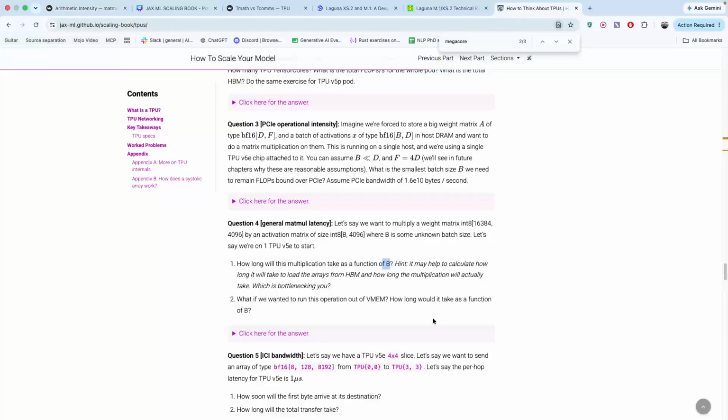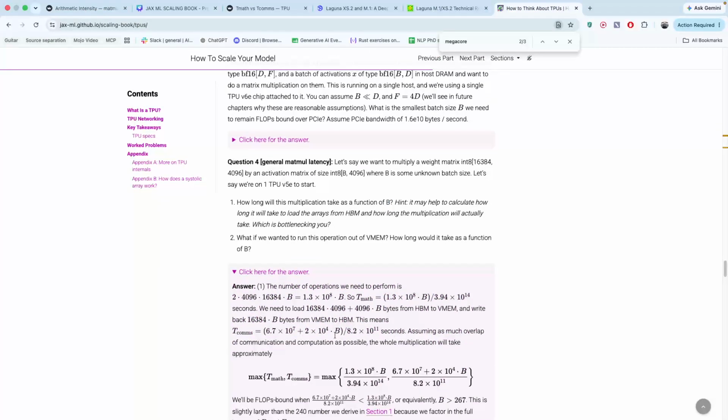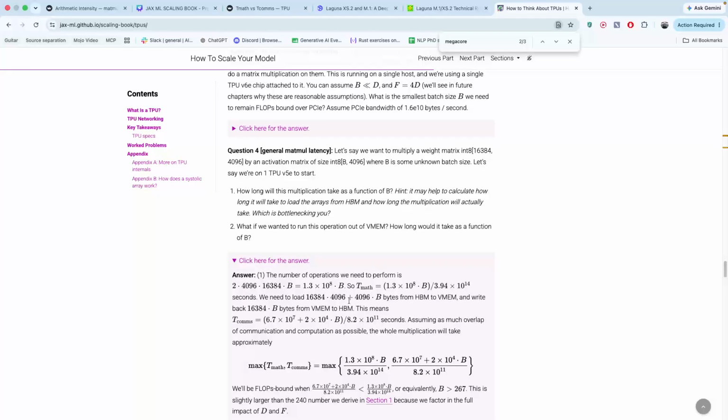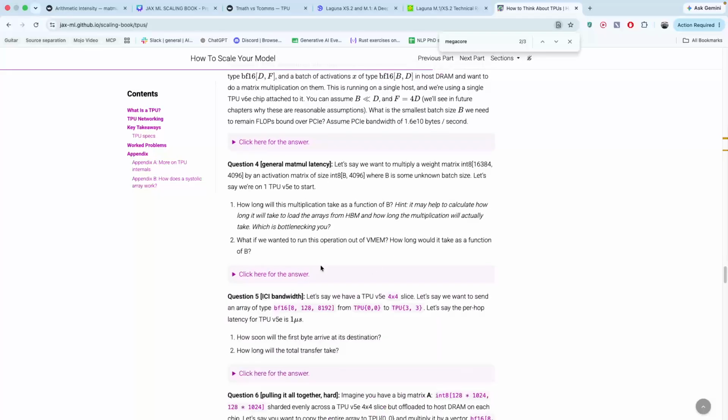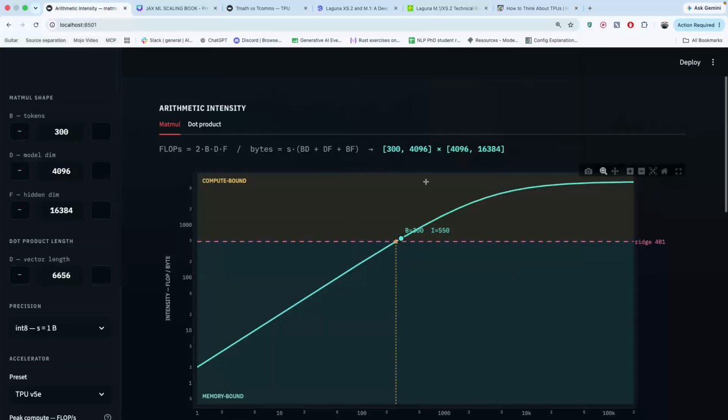Also, one thing: the computations that the JAX ML book is doing assume that B is much less than D and F. So some of the answers are going to be a bit different if you assume that, which is fine. We are in close approximation because we don't have that assumption, and we can increase the value. You can see this B star, which is where you start being compute bound, is closer to what the JAX ML book has.